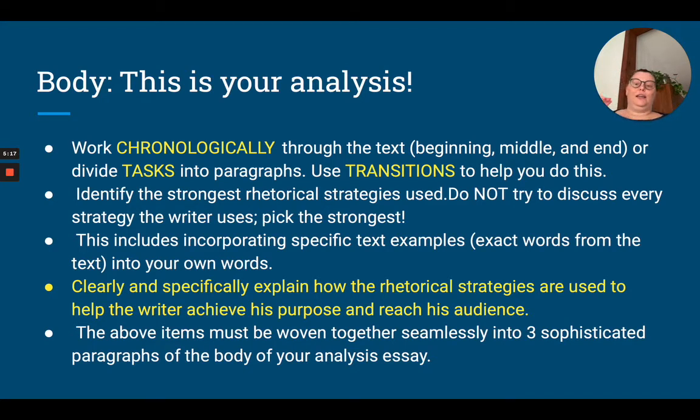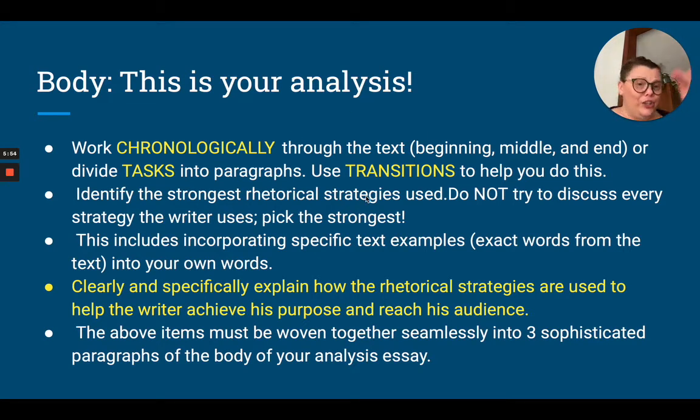Do they start with big ideas and move to specifics, or do they start with a very small specific idea and move to big ideas? All of these are different ways that the arguments can be organized. So you can, in your body, work chronologically yourself and start with, here's what they do first, here's what they do second, here's what they do third. Or you can divide the tasks into paragraphs. Okay? So like here they start, we use an anecdote. They use this, they use that, okay?